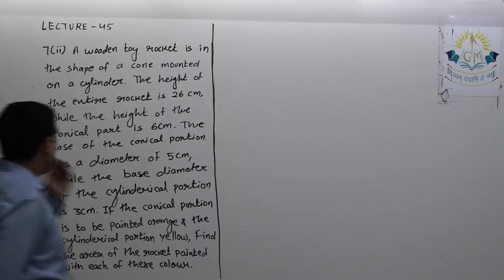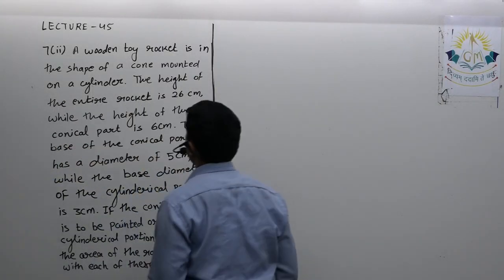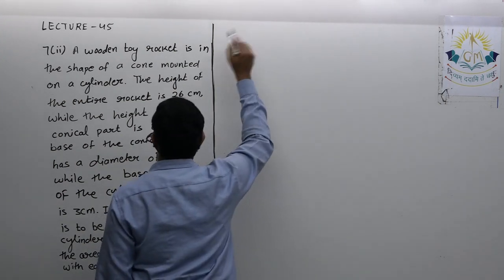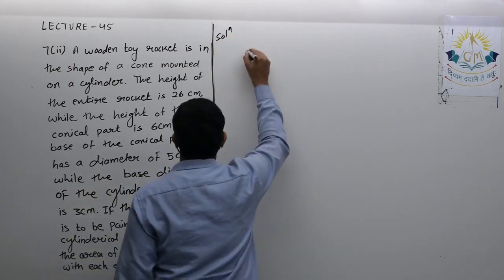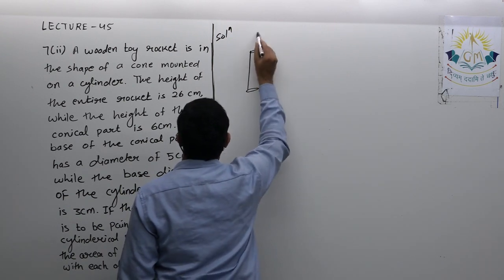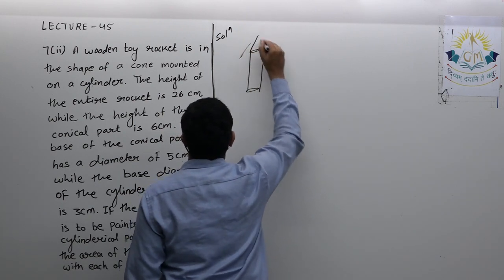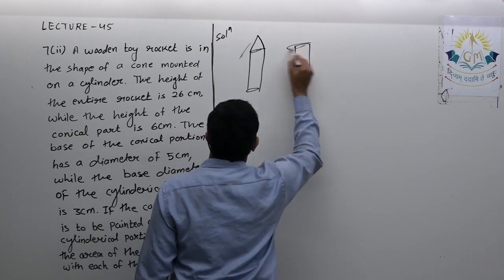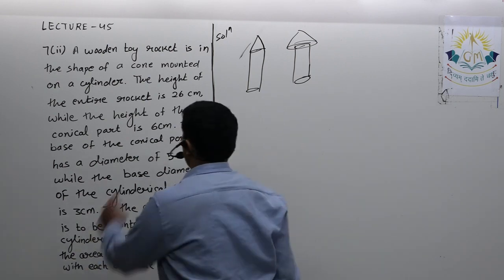Okay, so this is the next question, seventh, second part. A wooden toy rocket is in the shape of a cone mounted on a cylinder. So this much information gives me the idea of the diagram. That means something like this, a cylindrical portion is there, and after this there is a conical portion. Now the conical portion might be in this way, or it might be in this way. That means the diameter of the cone and the cylinder might be different. So let us read the question further.